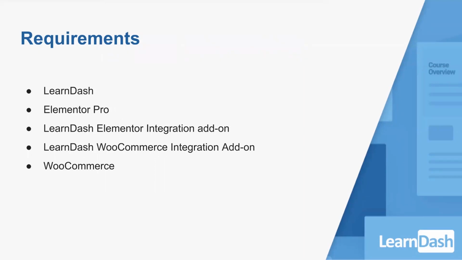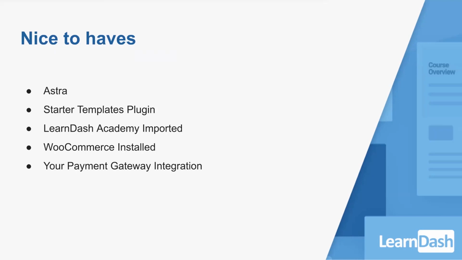So as far as requirements go, you need LearnDash, Elementor Pro, the LearnDash Elementor integration add-on, the LearnDash WooCommerce integration add-on, and WooCommerce. The nice to haves, if you want to follow along with what we're doing and you want to make it look just like what I have, you're going to want to use Astra, the Starter Templates plugin, the LearnDash Academy import, WooCommerce installed, and your payment gateway setup.